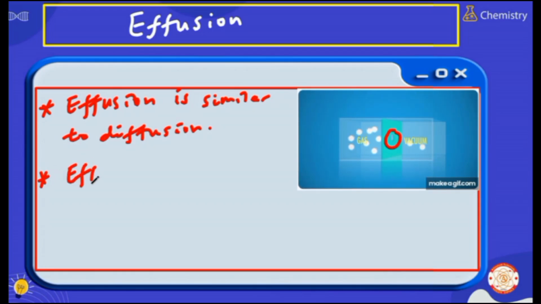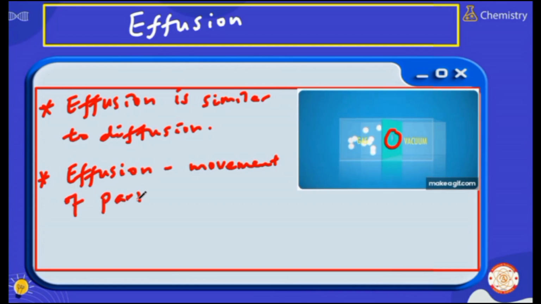effusion is simply the movement of particles through a small hole.